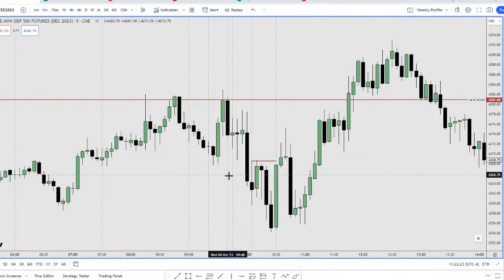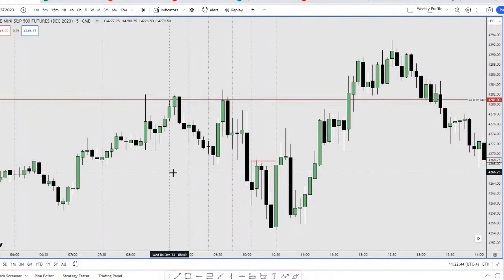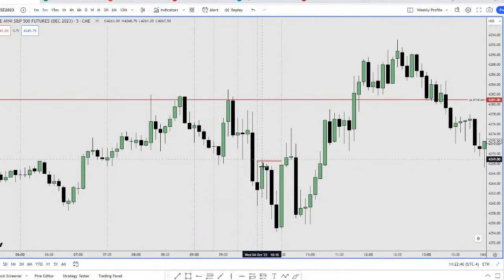Okay, right here, that's the true open. As you can see, price came right back into that true open. The high of this candle was 4268.75. True open is 4268.75. Okay, it's very precise here. Right, so that was the trade idea right here.